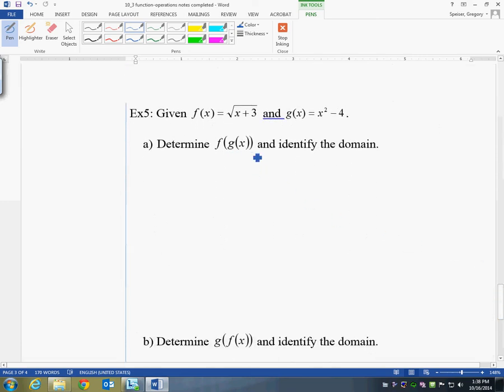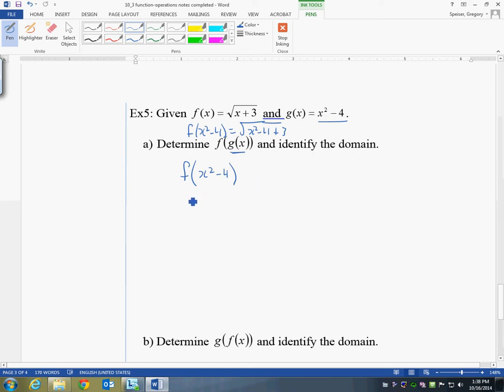Determine f of g of x and identify the domain. So here I'm going to start off and write f of, and instead of g of x, I'll write x squared minus 4. Okay, and now this will be equal to, wherever I see an x in here, I'll substitute x squared minus 4. So in other words, it's easier to visualize if I write it again like this, equals the square root of. Now wherever I see this x gets put in over here, so now I get x squared minus 4 plus 3, right? How that works.